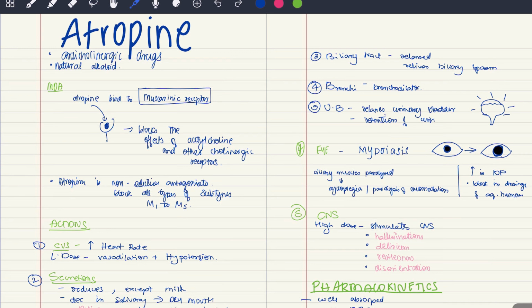Mechanism of action of atropine. Atropine binds to the muscarinic receptors, which blocks the effects of acetylcholine and other cholinergic receptors. Atropine is a non-selective antagonist, which means it blocks all the subtypes from M1 to M5.